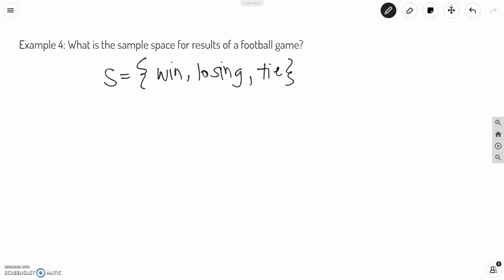So the possible outcomes for a football game are either win, lose, or tie. So the sample space consists of these 3 outcomes.